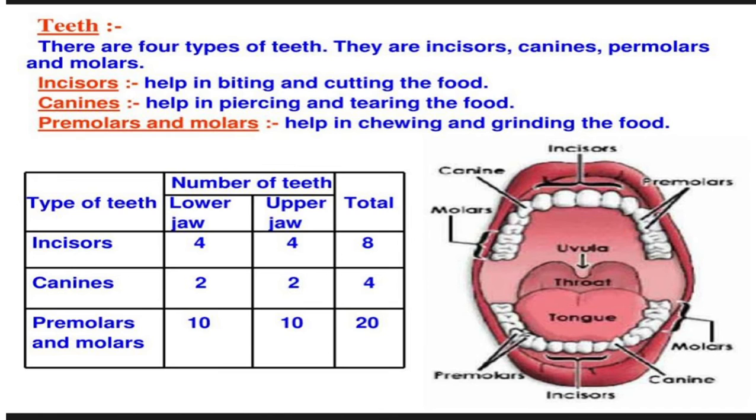And we know that there are two jaws, the lower jaw and the upper jaw, and on both sides we have molars, premolars, canines, incisors, premolars, molars. So incisors: in the lower jaw there are four, and in the upper jaw there are four teeth, so the total is eight. Canines: two in the lower jaw and two in the upper jaw, total four. Premolars and molars: there are 10 in the lower jaw and 10 in the upper jaw, that is total 20. And in the mouth we also have the throat and tongue.